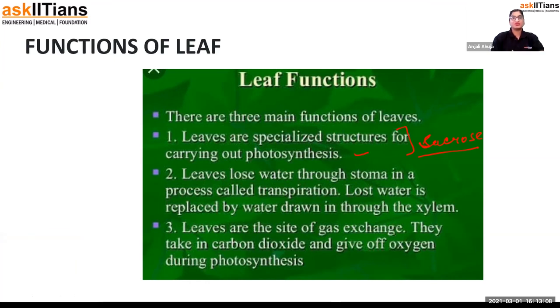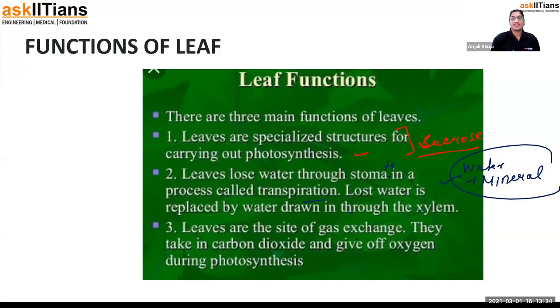Leaves lose water through stomata in a process called transpiration, and the lost water is replaced by water drawn in through the xylem. And this is another function, and with the water, minerals are also taken up from the roots. So that is also a function of the leaf, that they help in transpiration, and because of that transpiration pressure, minerals can be absorbed.